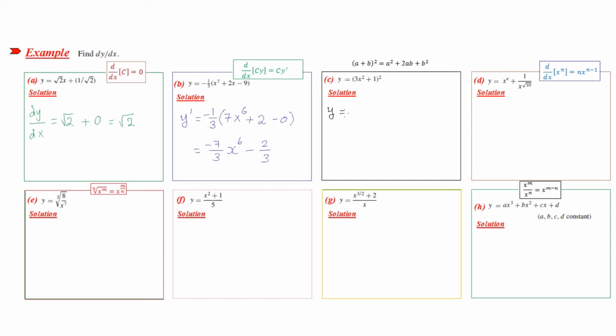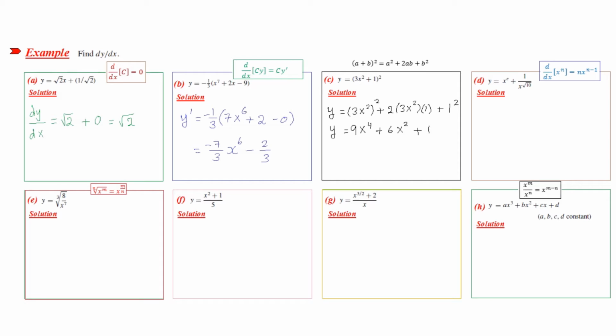So y equals the first term squared, (3x squared) squared, plus 2 times the first term times the second term, 2 multiplied by 3x squared multiplied by 1, plus the second term squared, 1 squared. So (3x squared) squared equals 9x to the power 4, and here you multiply 2 by 3x squared by 1, and you will get 6x squared, plus 1 squared equals 1. This is the expansion of our function.